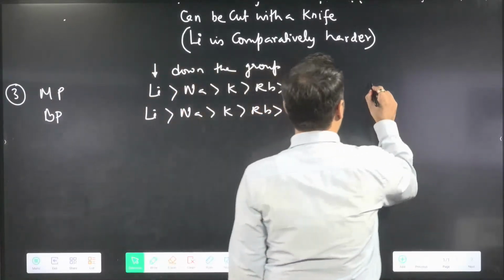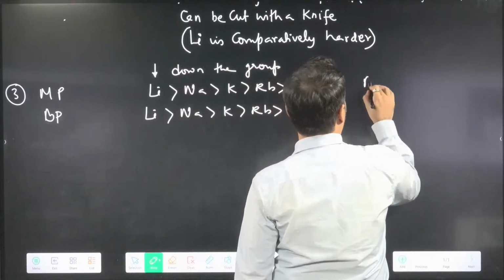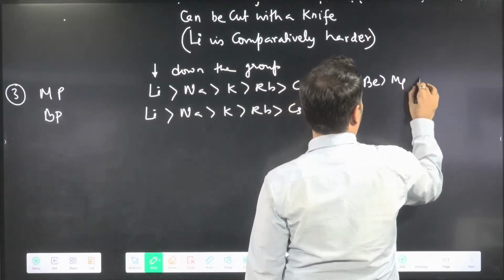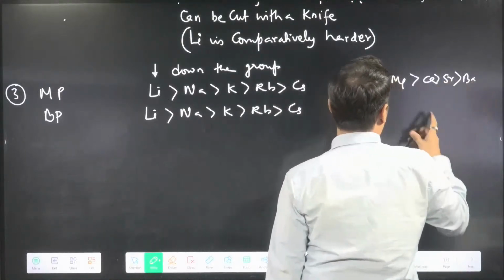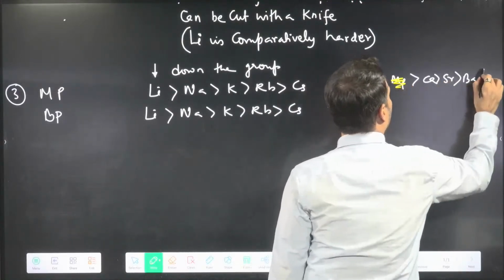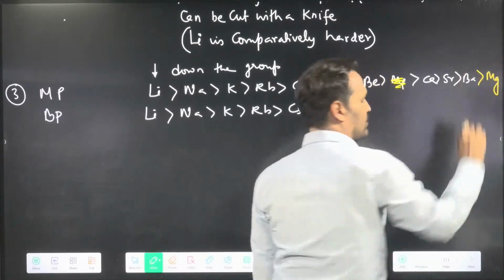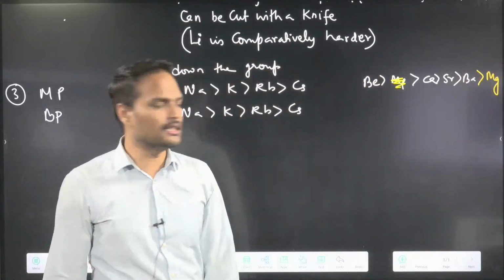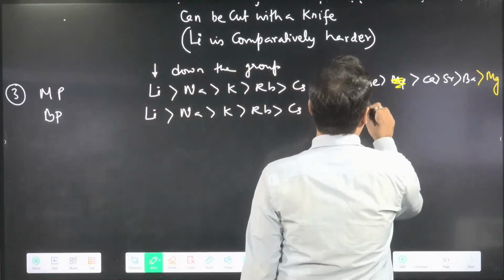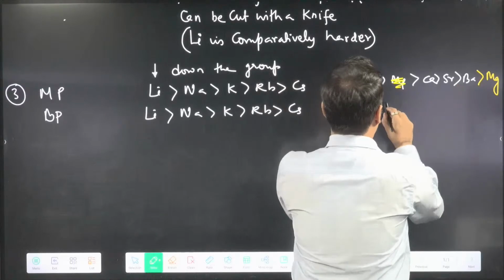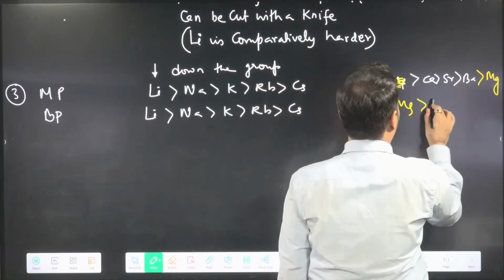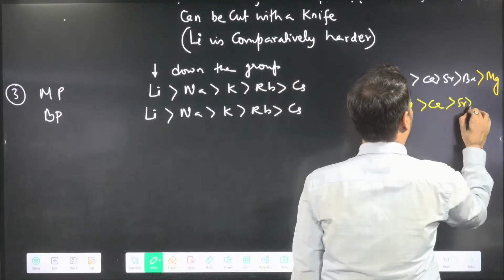In melting point, when you check, first there will be beryllium, then magnesium, then calcium, then strontium, and then barium. But one change is there: magnesium is at last. And in the boiling point also, one change you can consider: it should be like this: magnesium, calcium, strontium, barium.